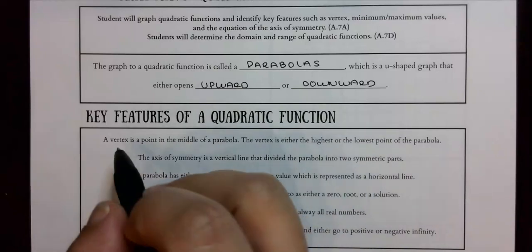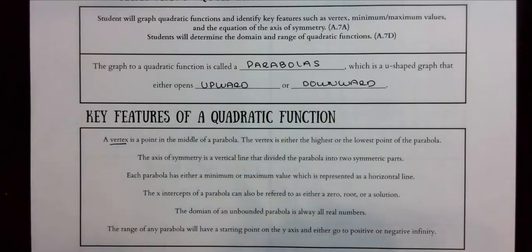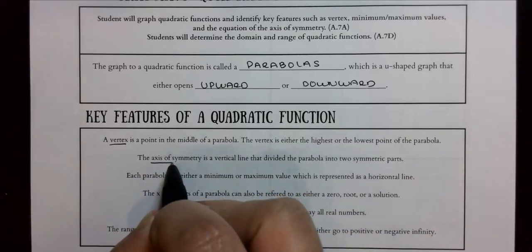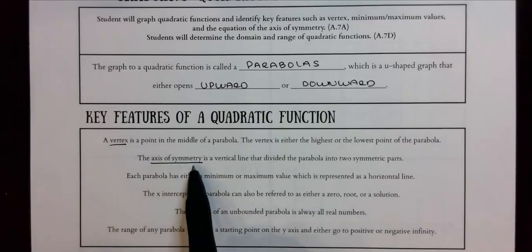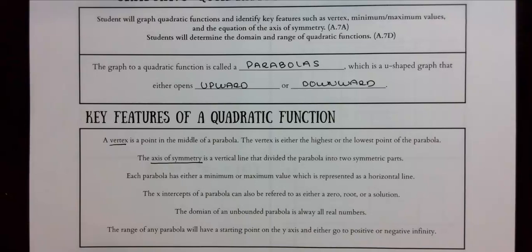So the vertex is going to be our first word. It is a point with an x and a y value in the middle of your parabola. And so your vertex is either going to be the highest or the lowest point of your parabola. Okay. We have something called the axis of symmetry. So just like we've heard the word symmetry before, symmetry is a line that creates equal parts. So for a parabola, a vertical line will divide our parabola into two symmetric parts. So because the vertex is in the middle, our axis of symmetry will actually go right through that vertex.